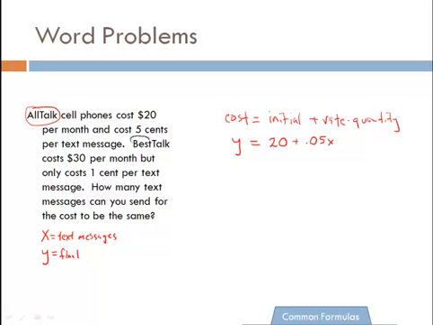Let's write an equation now for Best Talk, and it will be very similar. A lot of times when you're comparing rates, you're going to have these lines that are very similarly shaped. So again, we don't know our final bill yet. We do know our initial amount for Best Talk, that's $30. And the price for Best Talk is 1 cent per text message.